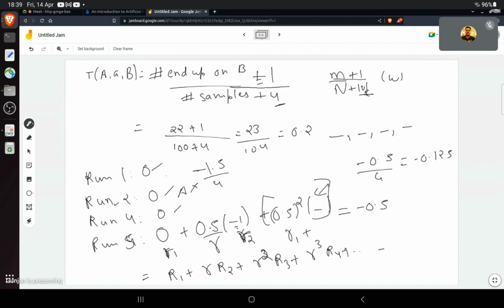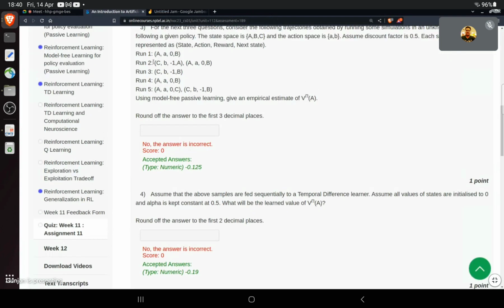But in every simulation, you had simulations only till two steps. There were no simulations after two steps, right? So we will not consider these things because they essentially did not happen. So in our case, for run one, the reward was zero. In run two, the reward is zero because you only did one step. Exactly.